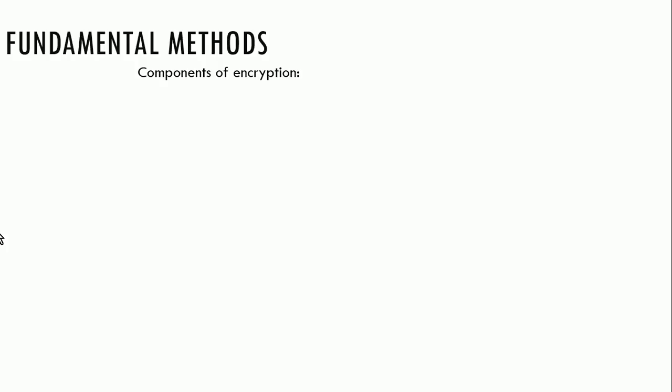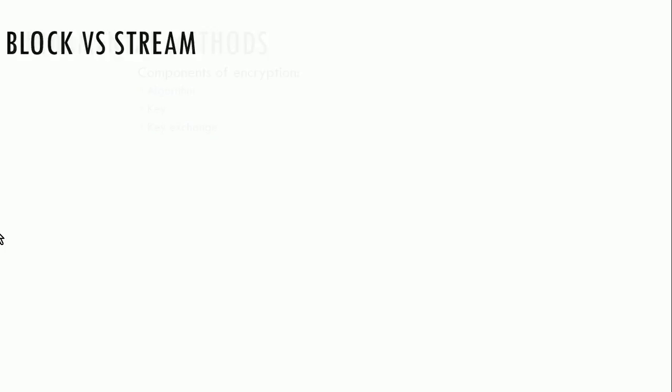So, fundamental methods. The components of encryption are an algorithm, a key, and a key exchange. Anytime you're setting up an encrypted connection, some of the things that you'll need to know with your peer are what algorithms you're using for both the symmetric and the asymmetric components, and how you're going to exchange keys, or how you're going to establish a key. There are different algorithms to do that, and in IT Security 2, we talk about specific ways to do that and how that works.